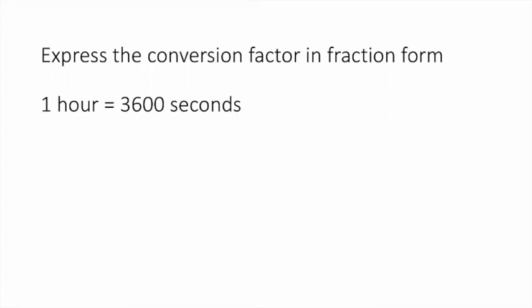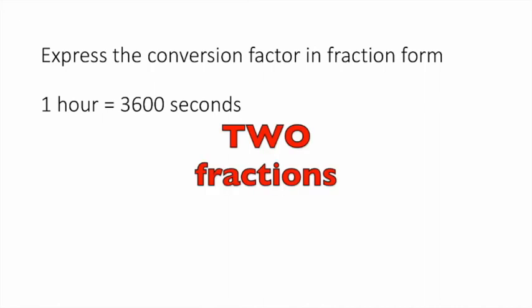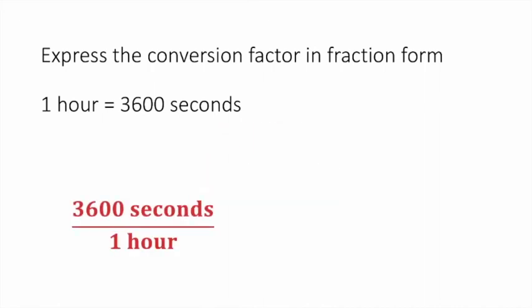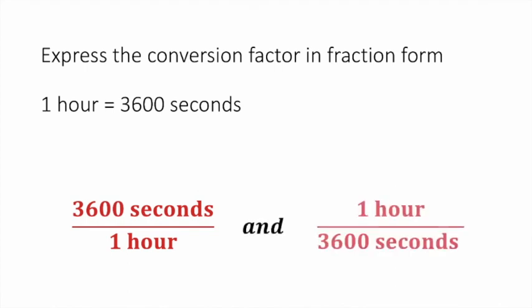Now, let's do another one. We've been asked to express the conversion factor in fraction form. Remember, there are 2 ways to do this. We've been given 1 hour equals 3,600 seconds. Pause the video and see if you can do this yourself before you look at the answer. From the conversion factor we've been given, we can make 2 fractions. One of these is this one, 3,600 seconds divided by 1 hour. The other one is the reciprocal of it, 1 hour divided by 3,600 seconds.